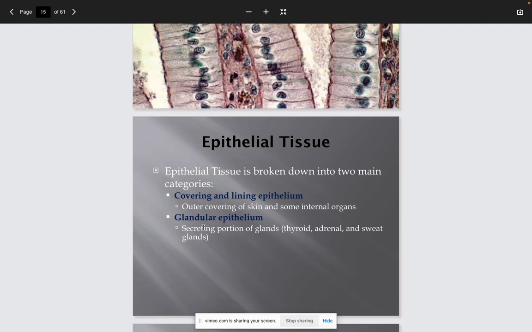So whenever I think about epithelial tissue, you can really break it down into two categories. You've either got glandular epithelium, which is responsible for secretion, so whether it be thyroid, secreting thyroid hormone, adrenal gland secreting adrenal hormones such as cortisol and sex hormones or aldosterone, and there's also sweat glands. Or you can think about it being an epithelium that covers or lines things. So I think about the skin. It's a covering of our body, of our muscular system.